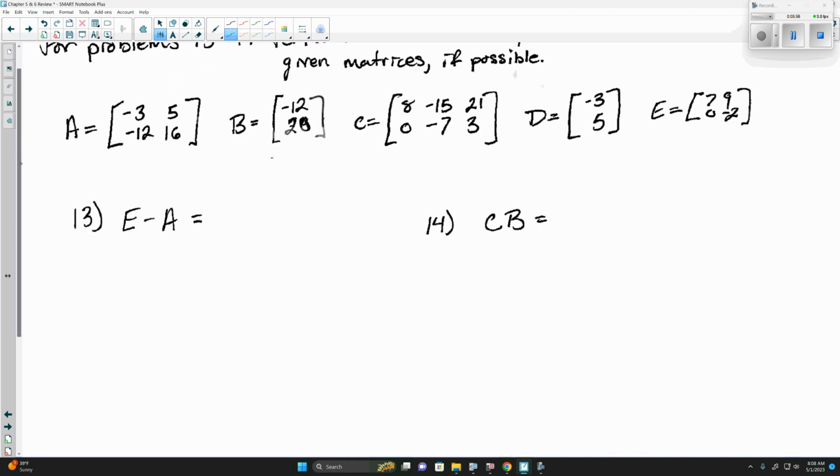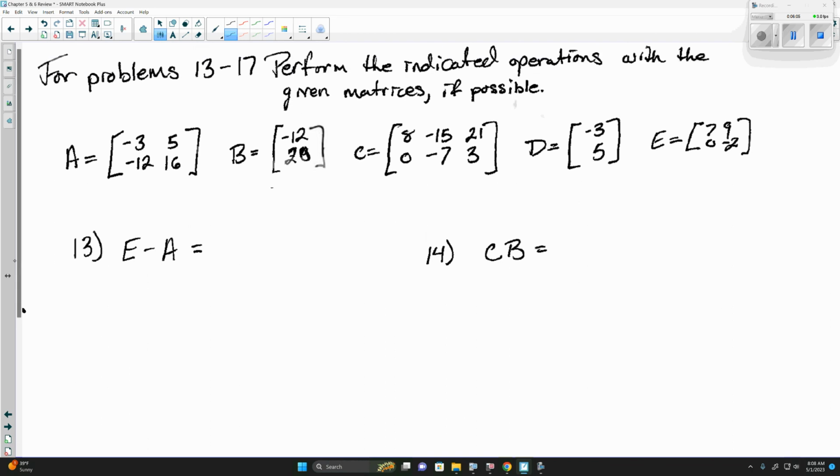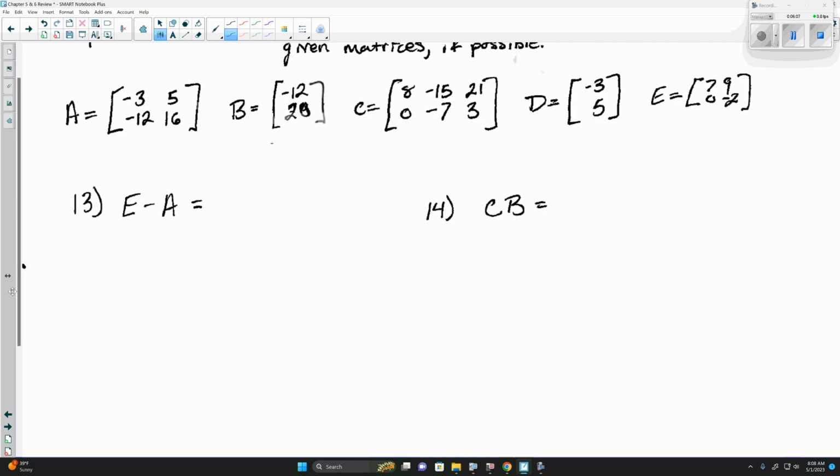Questions on 13 or 14? Because 13, 14, or really 13 through 17, for us to add or subtract, the dimensions of the two matrices have to be the same. For us to multiply, the columns of the first have to match the rows of the second. But again, with any of these here, we can type them into the calculator, let it do it for us. So we feel good with any of these operations, any of these that you want to see done.